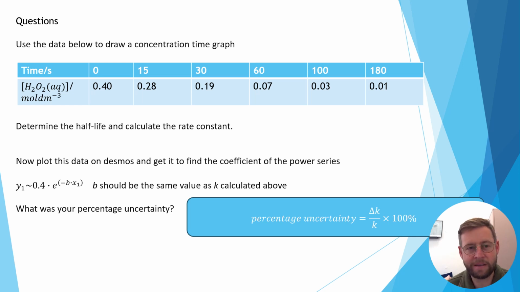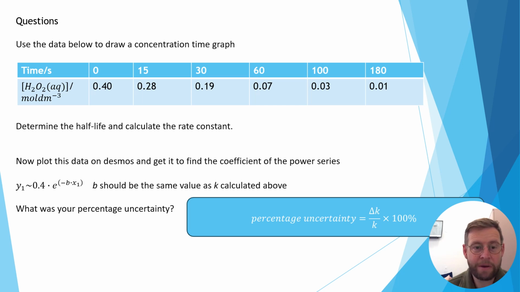Here are some questions. It's basically asking you to plot your own concentration time graph, to calculate manually the half-life and therefore calculate the rate constant. Now, I think what is really interesting is the fact that if you put that data into Desmos and you tell it that it is a power series, so that basically y1 is equal to the initial concentration, which was 0.4, and multiply e to some negative coefficient times x1. That coefficient that Desmos will give you back is actually the same value as the rate constant k.